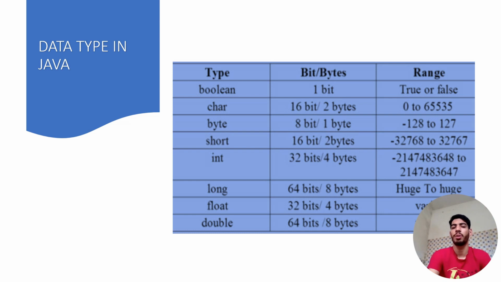The float is 32-bit, 4 byte. It can store many float values. Double is double the size of float.